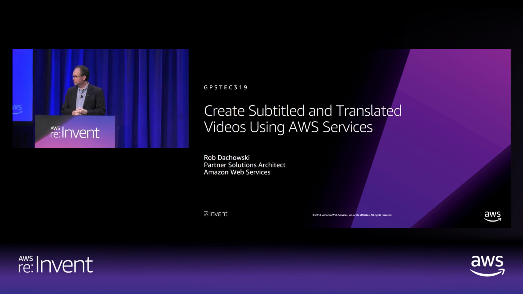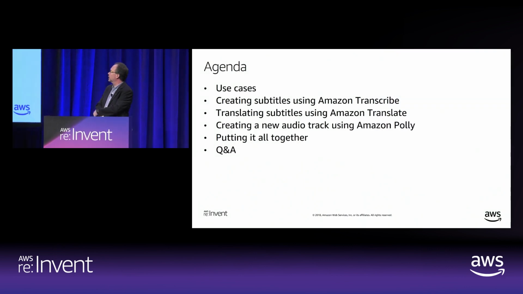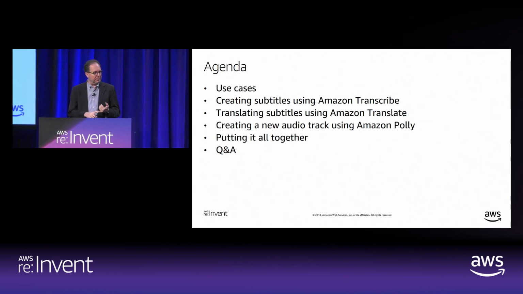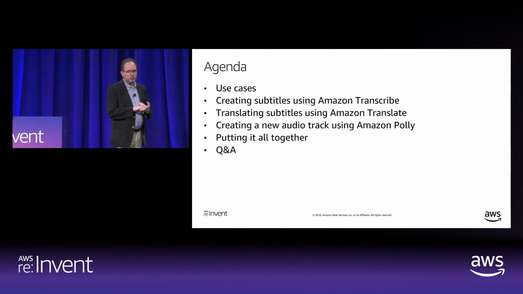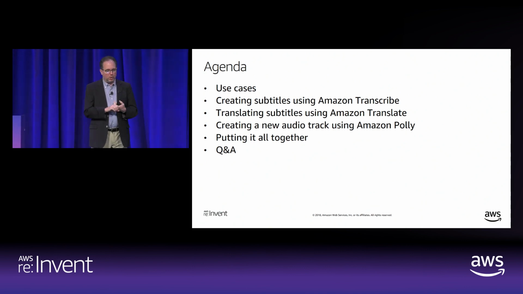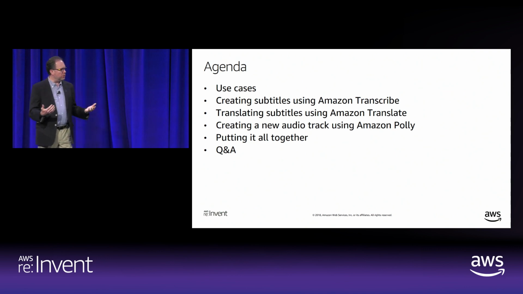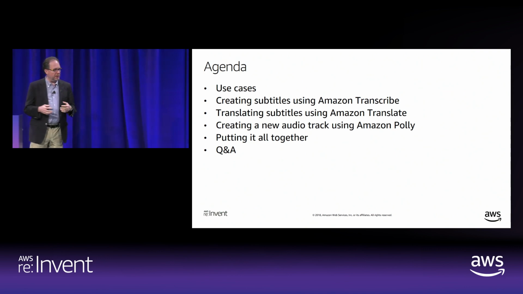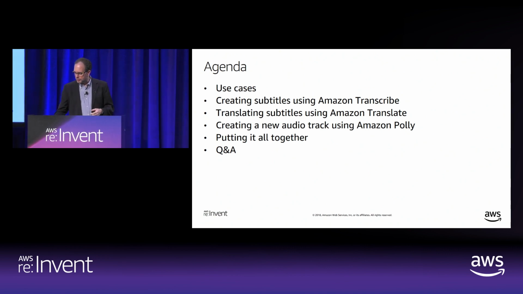Glad to see everybody. We're going to talk today about creating subtitled and translated videos using some of our AWS services. Just to quickly go over the agenda, I'm first going to talk a little bit about some of the use cases, and then how we can leverage Transcribe, Translate, and Polly to put it all together into some videos. And I'll show you some code on how to do this and talk about some of the design considerations for doing this type of stuff.